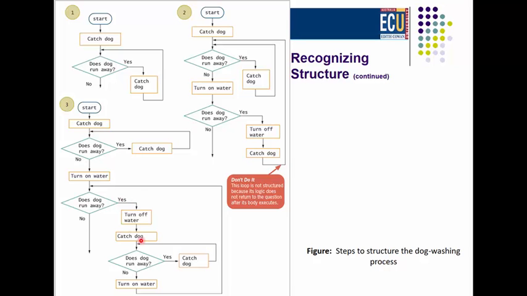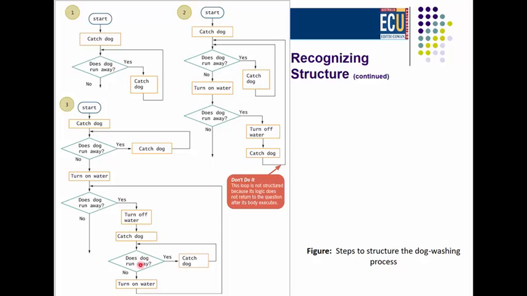So in order to address that, what we did: we turn off the water, turn off the tap, then we catch the dog, because from here we cannot go to another loop. Okay, so we have to code something over here. And now we are recognizing the structure in the program. By following the rules, we are bringing structure into our program.